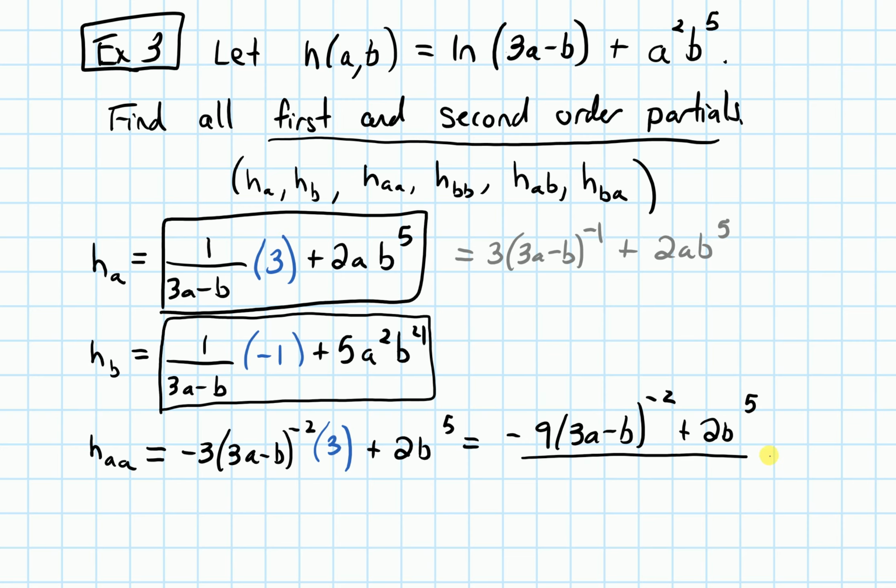All right, so that is HAA. So we just took the partial with respect to a twice. Now let's do the partial with respect to b twice.